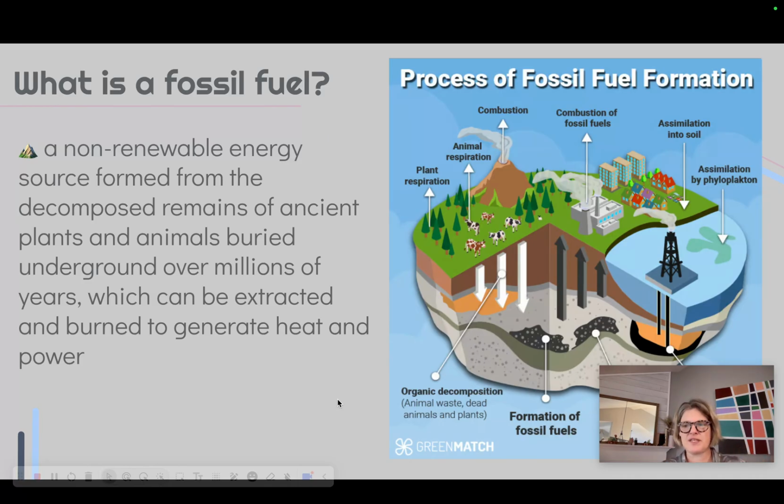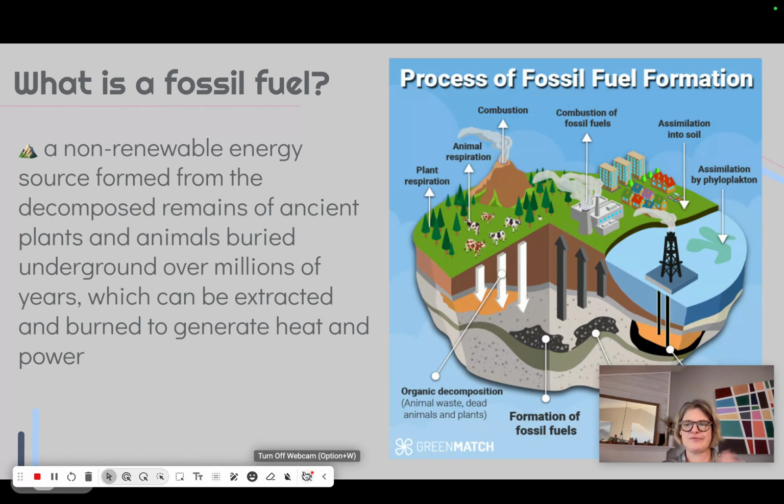And before we get started with this, I should probably even define what a fossil fuel is, although I feel like you probably know this from your junior high and maybe even elementary years. But a fossil fuel is basically a non renewable energy resource that's formed from the decomposed remains of ancient plants and animals that were buried underground hundreds of millions of years ago.